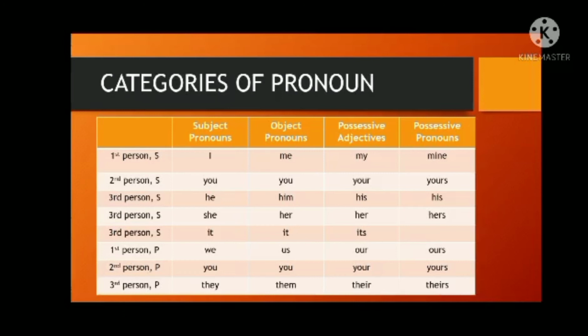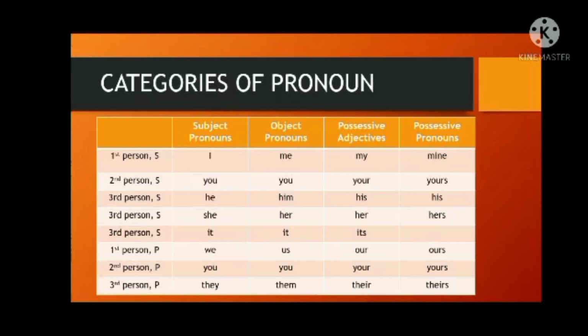Here is the chart of the 4 types of pronoun. The subject pronoun replaces the name of the subject in a sentence. The examples are I, you, he, she, it, we, you, and they. The object pronoun takes the place of the object in a sentence.